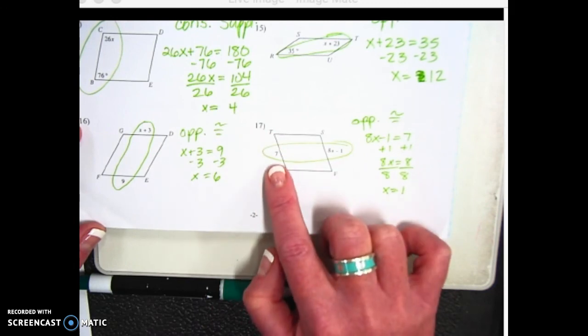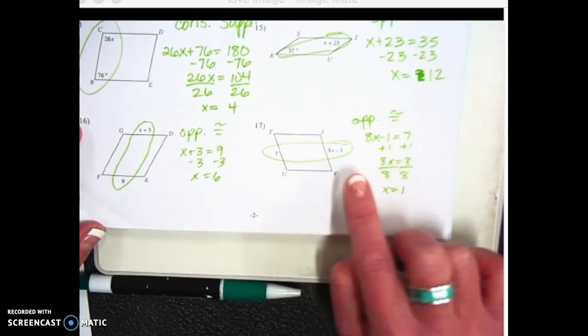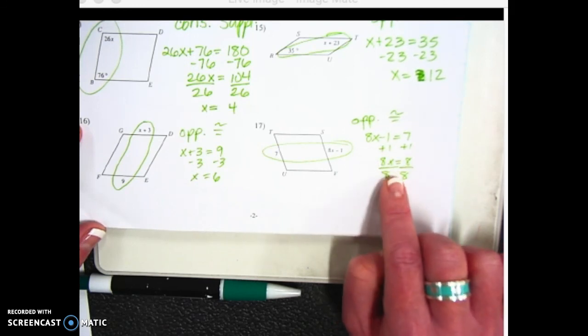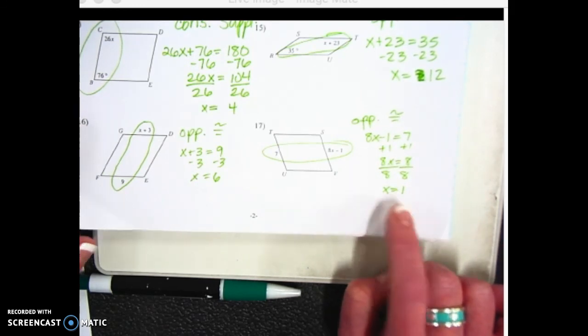Number 17 is the same way. Opposite sides, they should be congruent. Put an equal sign in between them, add 1, divide by 8, that means x should be equal to 1.